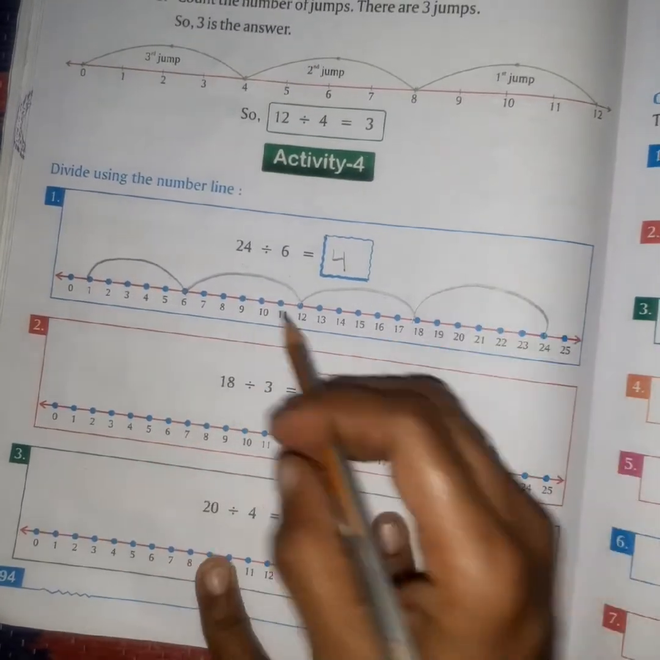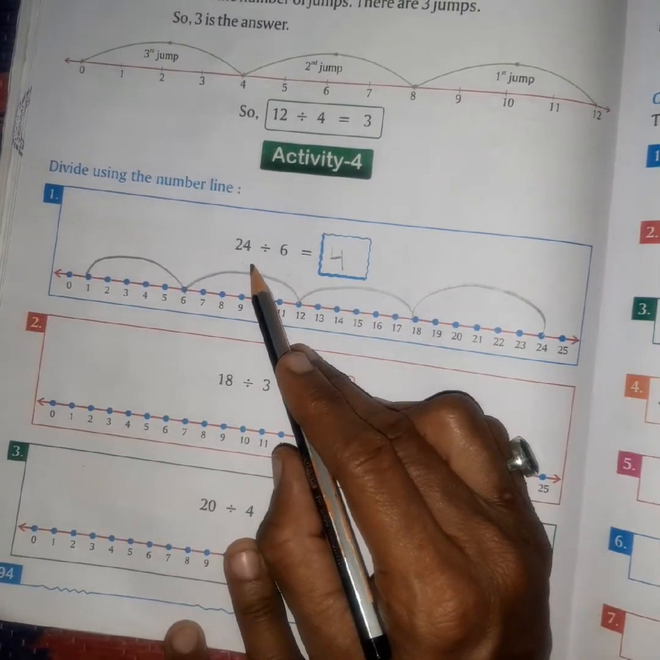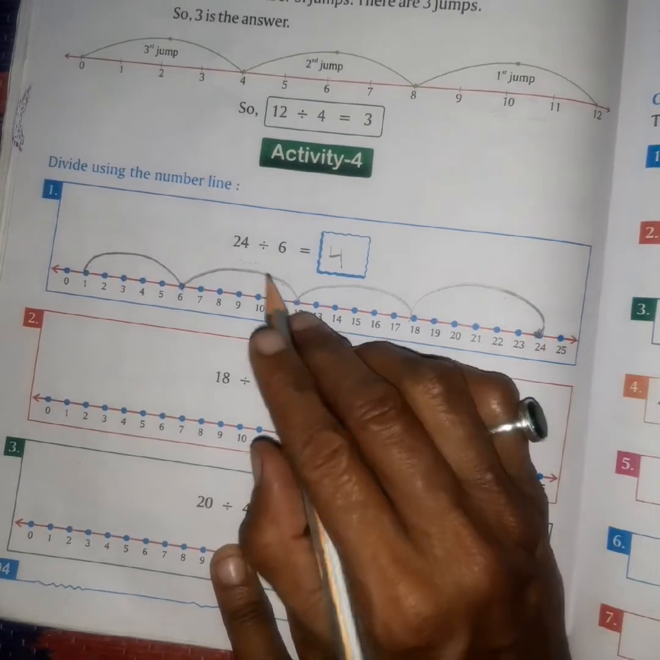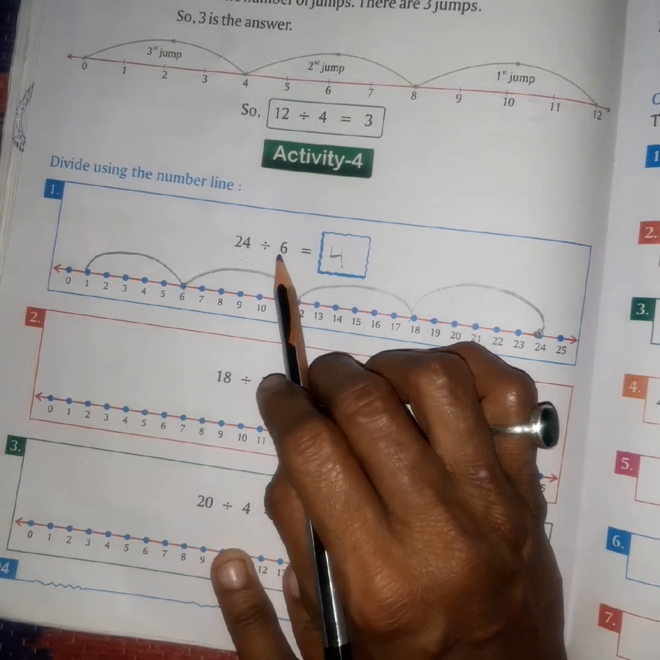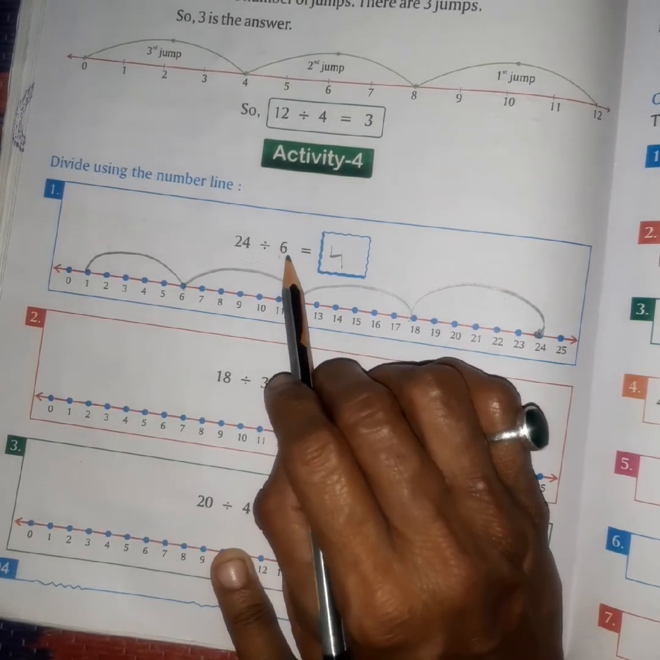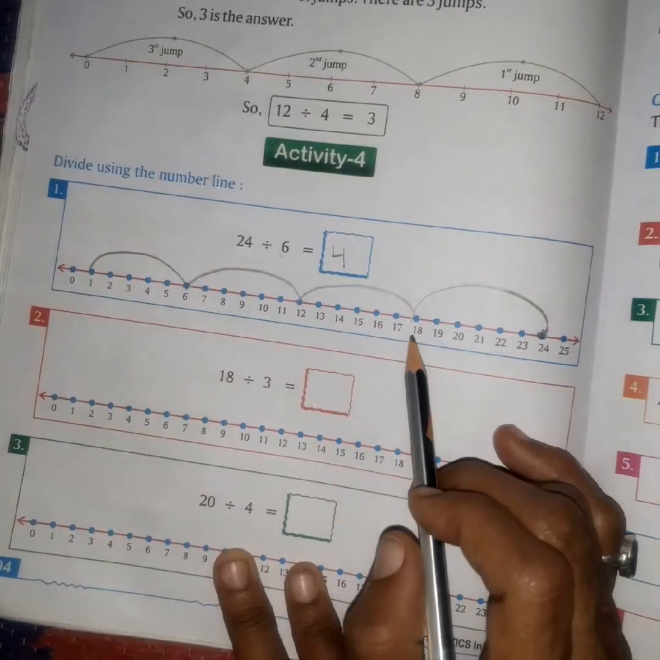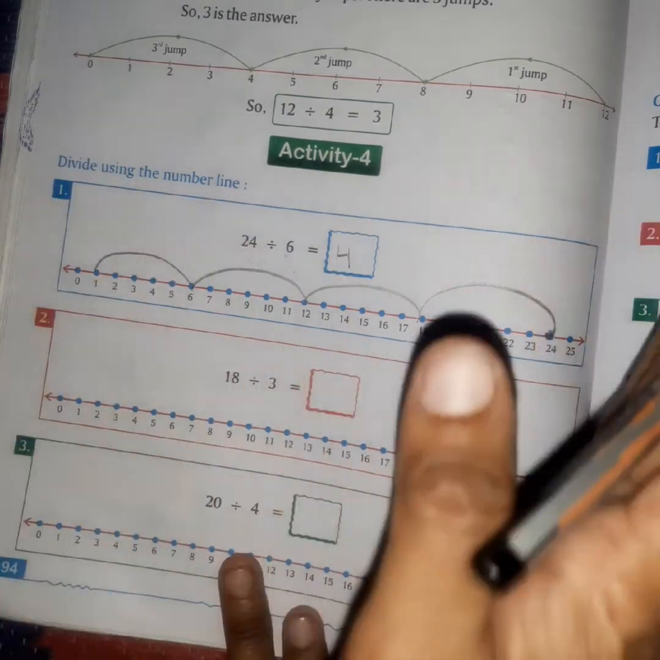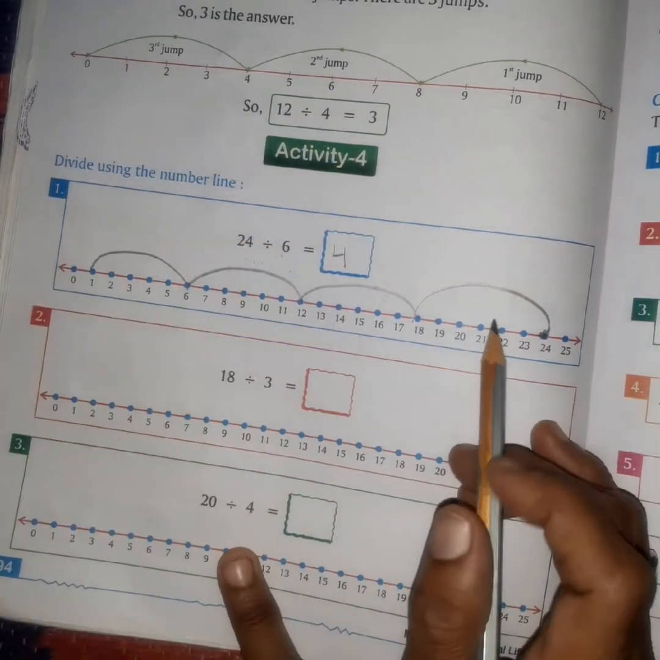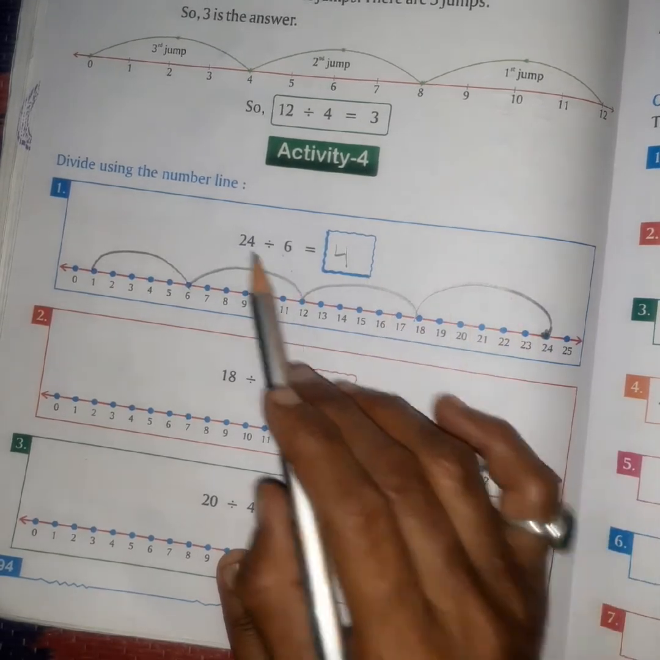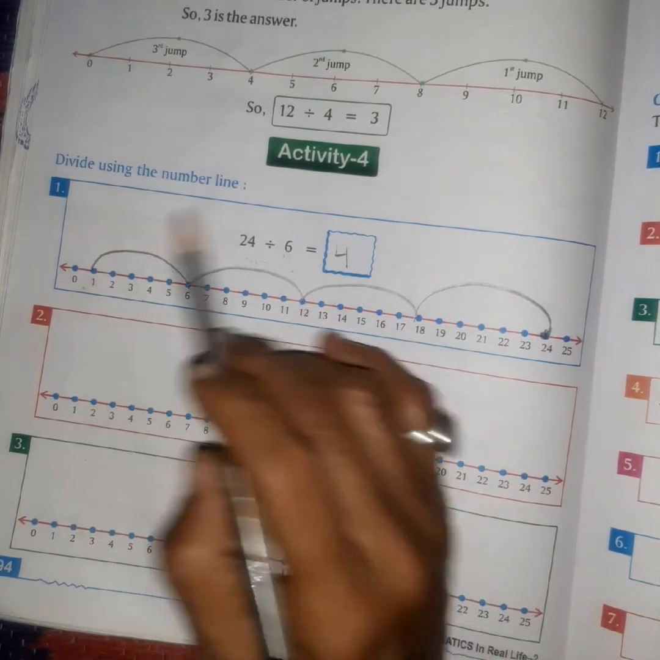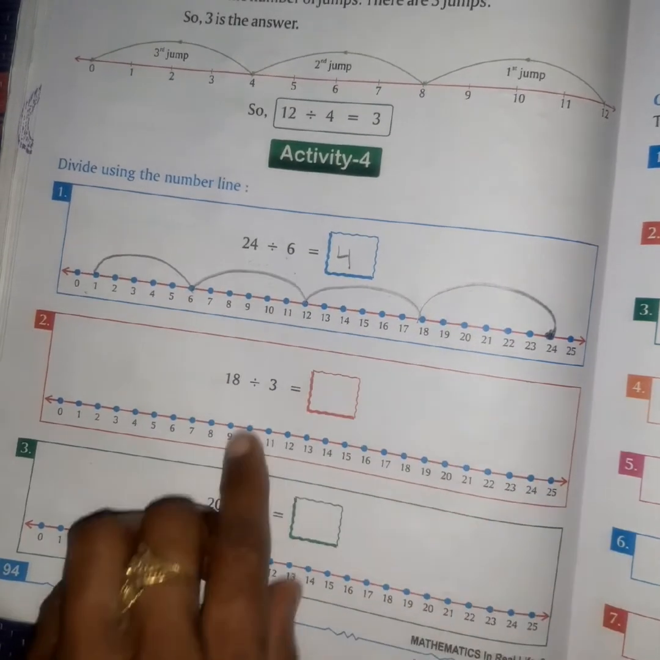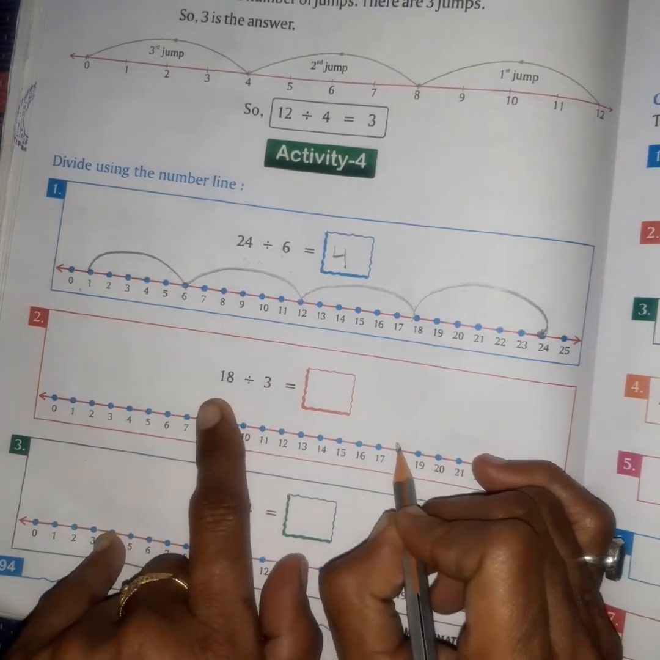How we will do? We will start jumping from 24. From here we start jumping. And 6 we will jump. Okay. Take jump of 6 in backward direction. Backward means this side. Okay, backward. Backward side we start jumping. 6, 6, 6, 6. Okay, how many times we have jumped? 1, 2, 3, 4 times. Answer is 4.